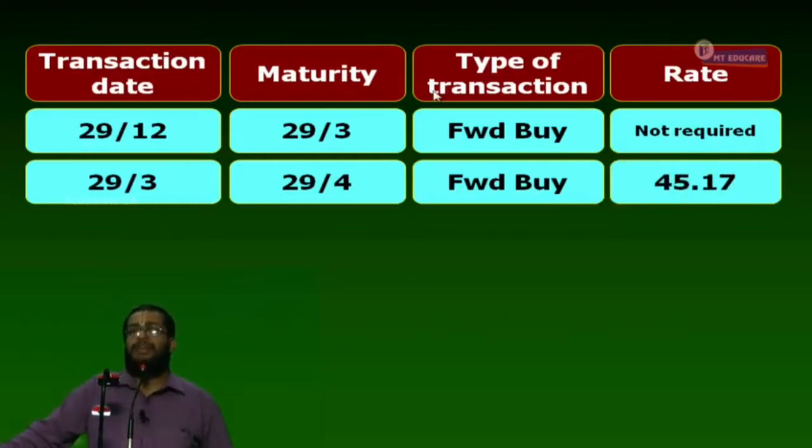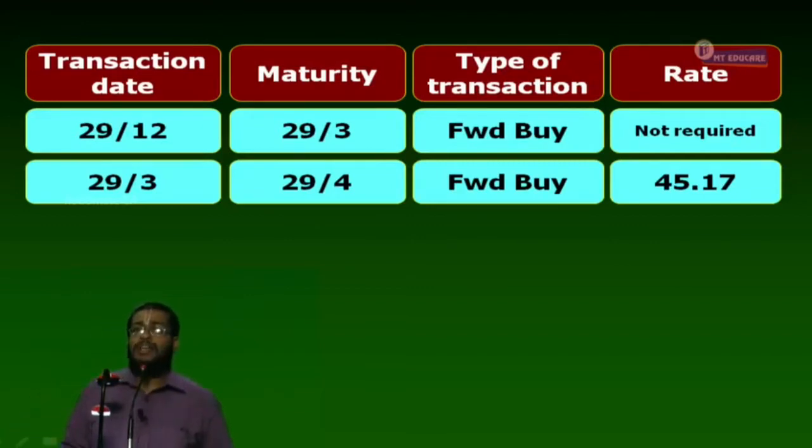Answer my question. Today is what day? 29 March. If I want to buy on 29 March itself, I can buy at what price? 45.05. But I want to buy on 29 April. Hence I add 0.12 swap point rate. Can I proceed? Now, can I go home or not?